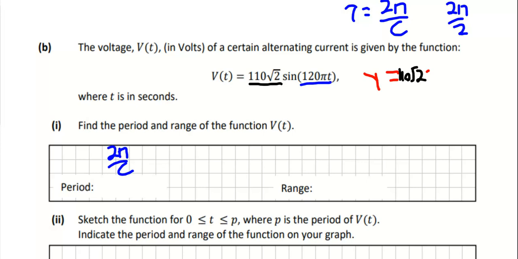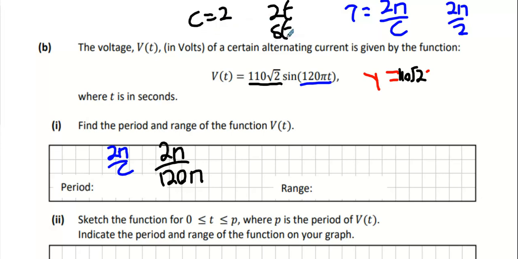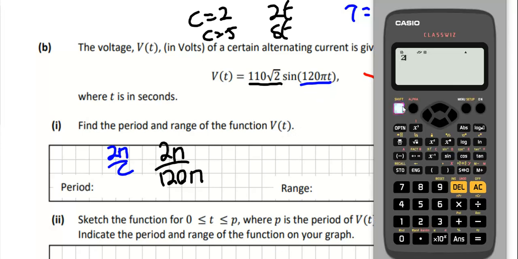So 2 pi over c is the period, and that's 2 pi over 120 pi, because the c value in front of the t, if it's 2t, the c value would be 2. If it was 5t, the c value would be 5. But the c value is clearly 120 pi. So you do 2 pi divided by 120 pi.